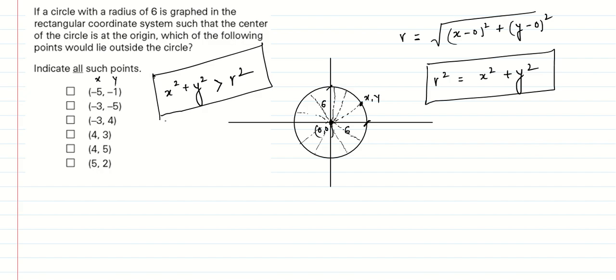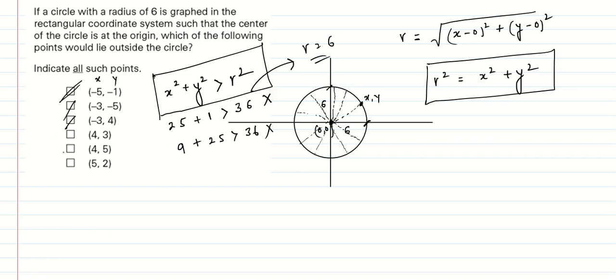Look at the first one. Is it possible here? I'll get 25 plus 1. Is it more than 36? Not my answer. Look at the second. Possible? 9 plus 25. Is it more than 36? Not possible, because radius how much is given? 6. Correct, no? What about here?